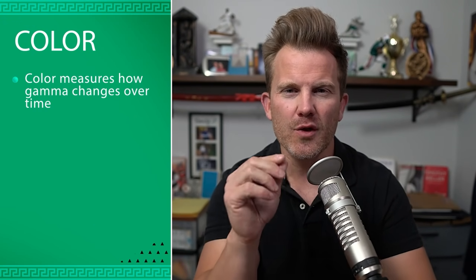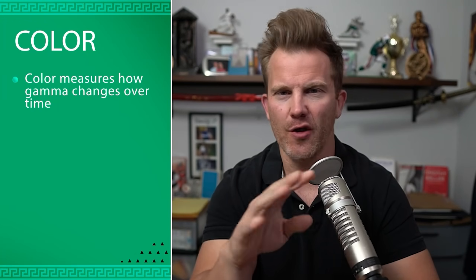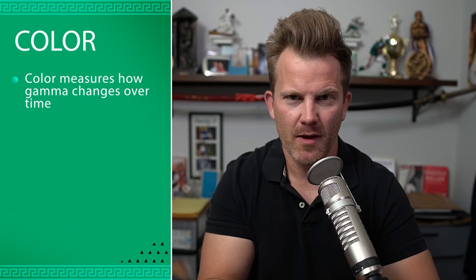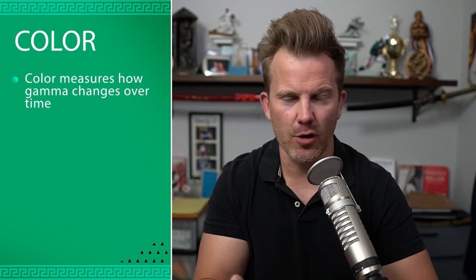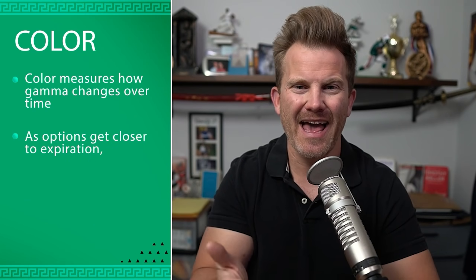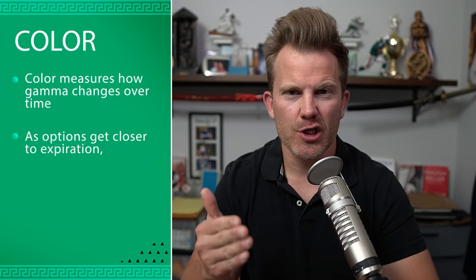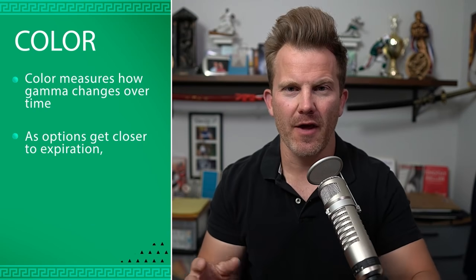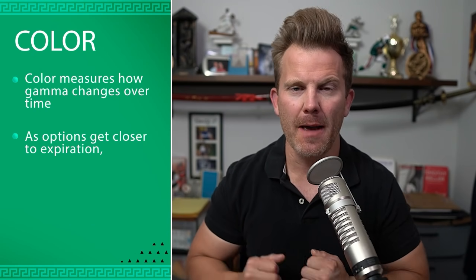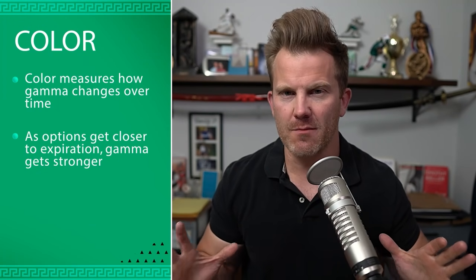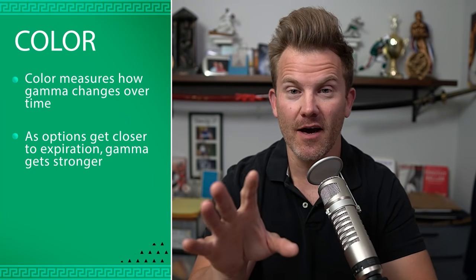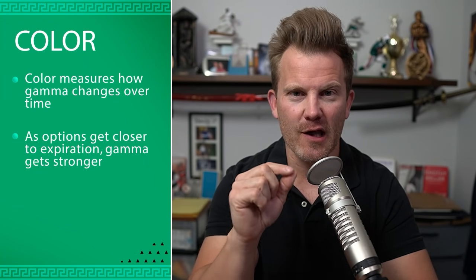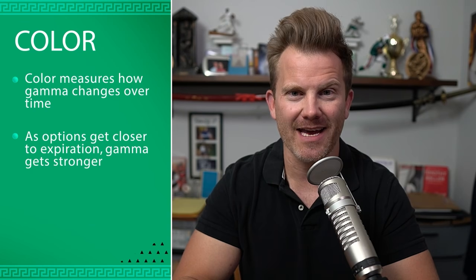And here is the most important part, the most important thing to the whole operation, that is color. The mathematical nature of this Greek shows us the following. As options get closer and closer to expiration, as options march closer and closer to that third Friday in expiration month, here is what we know. Gammas get more potent. Gammas get stronger. It doesn't matter if they're positive. It doesn't matter if they're negative. Does this ring a bell? It should. If it doesn't, that's okay. Just hang with me for the next few minutes and it's going to be ringing loud and clear.